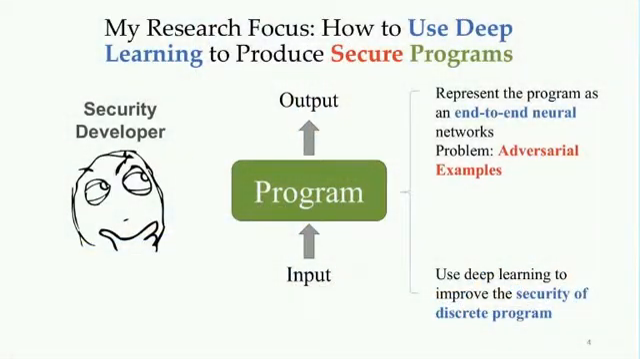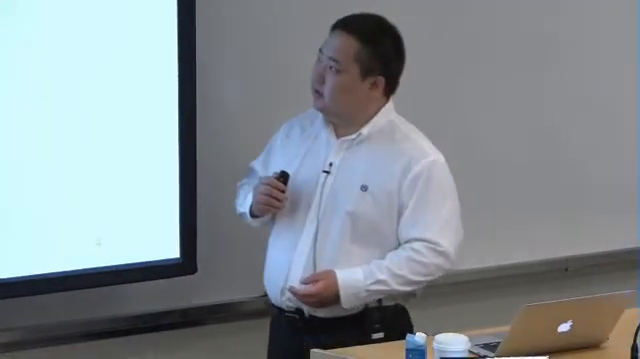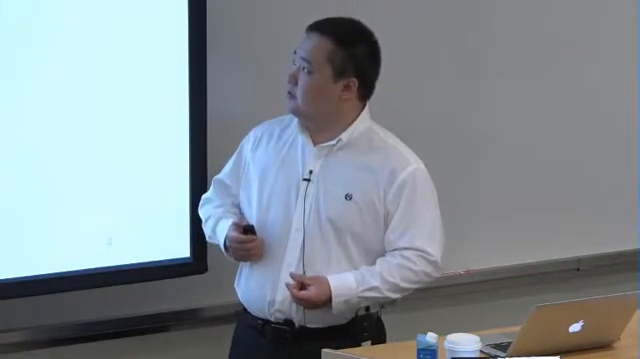So my research focus is how can we use deep learning technologies and also the program analysis technology to guarantee the security of the systems when we build them. So my main research focus is on these programs. And in today's talk, I will talk about two aspects. First of all, if we represent these programs as an end-to-end neural network, then what will be the problem? And I will reveal that the existence of these adversary examples will hinder the application of such systems. I will very soon introduce what I mean.